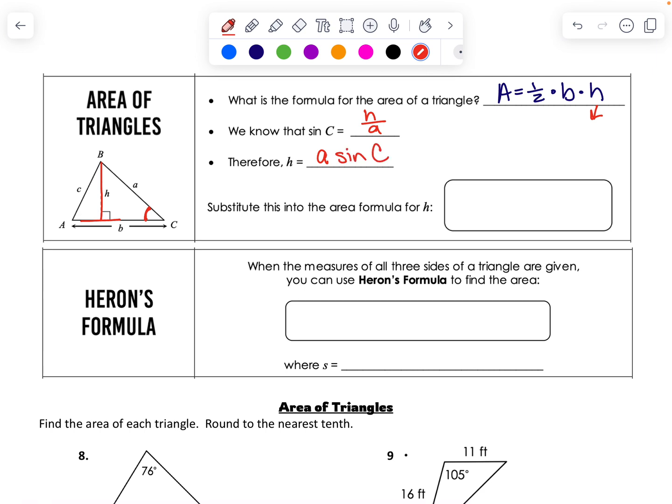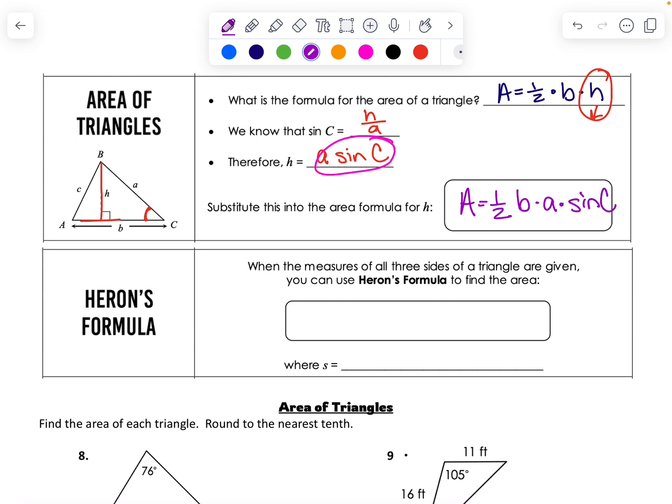Now, why would I do that? Well, that allows me to solve for a non-right triangle without necessarily knowing that height. I don't know the height of a non-right triangle. When I have a right triangle, it's the two legs of that right triangle. So now I can plug that a sine C in for my height and get that the area of my triangle can be found by taking 1/2 times the base times side a times the sine of C.